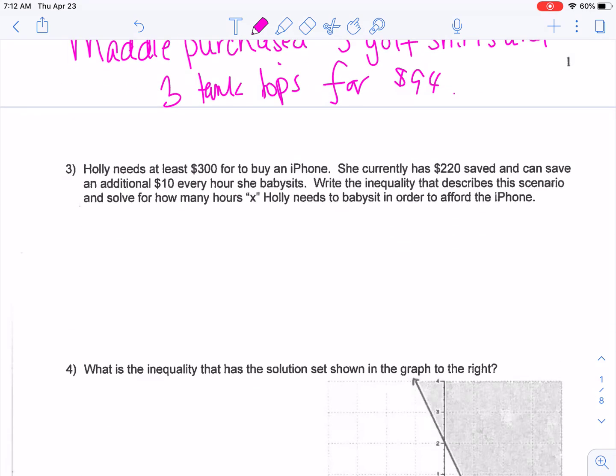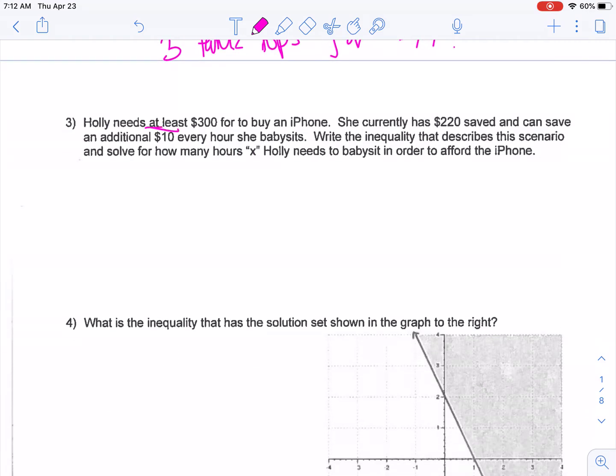All right, on to number 3. Holly needs at least $300 to buy an iPhone. She currently has $220 saved and can save an additional $10 every hour she babysits. Write the inequality that describes the scenario and solve for how many hours X Holly needs to babysit in order to afford the iPhone. This is actually in the Part A review when we write an inequality with only one variable. Okay? When you see the words at least, at most, no more than, you're dealing with an inequality. So less than, greater than, less than or equal to, or greater than or equal to.